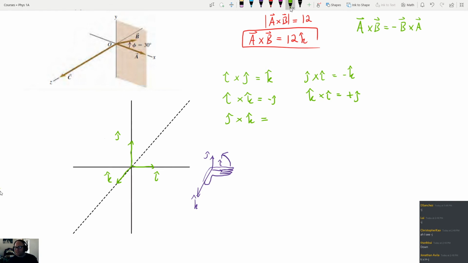This one shouldn't hurt your hands as much. Point your fingers straight up. Rotate them from upwards to out of the page. Up to out. And your thumb should point right. Positive I. And then the opposite is K cross J.